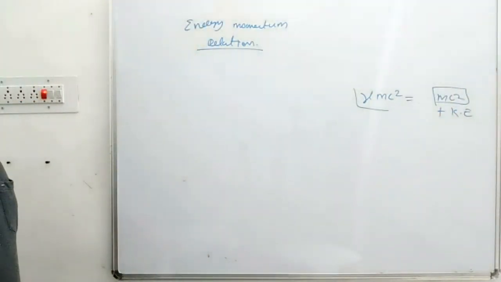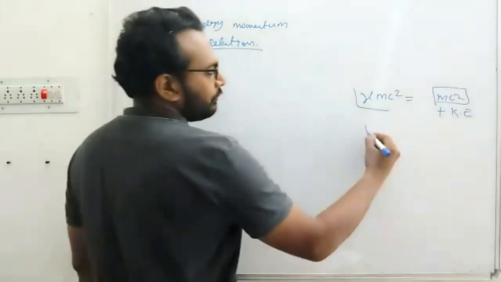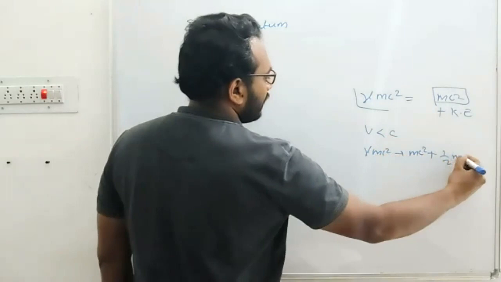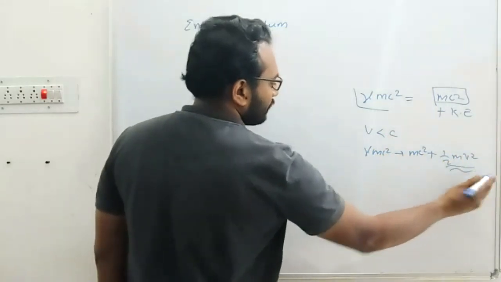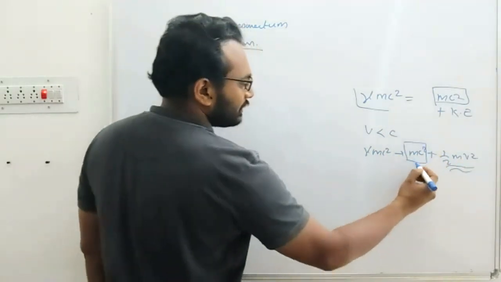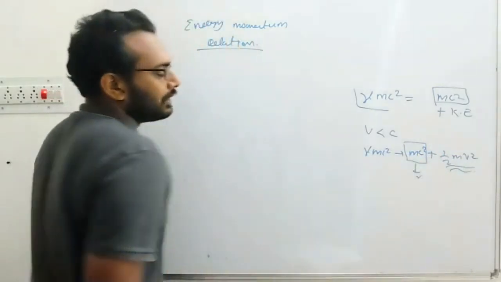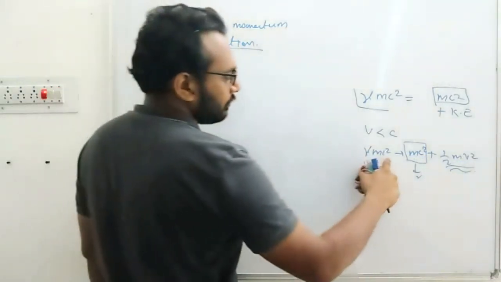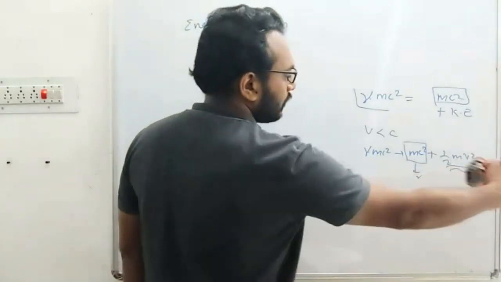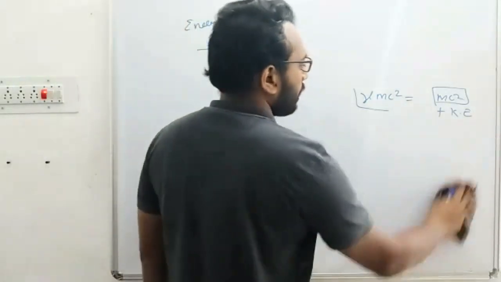We got this clue by looking at the non-relativistic limit. If v is much less than c, we saw that gamma mc square goes as mc square plus half mv square. This is the Newtonian kinetic energy term. You see that there's an extra term in the relativistic expression, known as the rest energy. So if you need the kinetic energy, you subtract the rest energy from the total energy. Relativistically, there are higher order terms in v square. Is that fine?